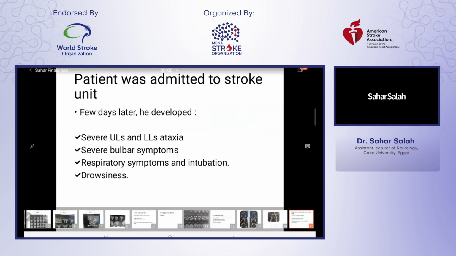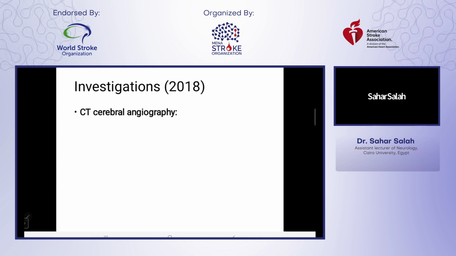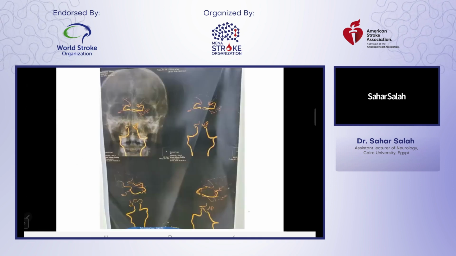A few days later, the patient was admitted to our stroke unit, and during his stay, he developed severe upper limb and lower limb ataxia, severe bulbar symptoms, and respiratory symptoms, which eventually led to intubation of the patient and drowsiness. CT cerebral angiography was done, and it showed attenuated intracranial segments of both vertebral arteries with occluded distal segments, occluded basilar artery, attenuated P1 segment of left PCA, and refilling of the patent P2 segments of both PCAs through the PCOMs.